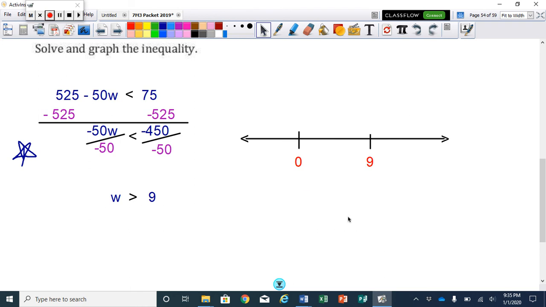So then we need to draw a number line. The only numbers I'm ever interested in are the number that we have and 0. So 9 and 0. Because this is W is greater than 9, not greater than or equal to, our circle is going to be an open circle with a line pointing to the right.